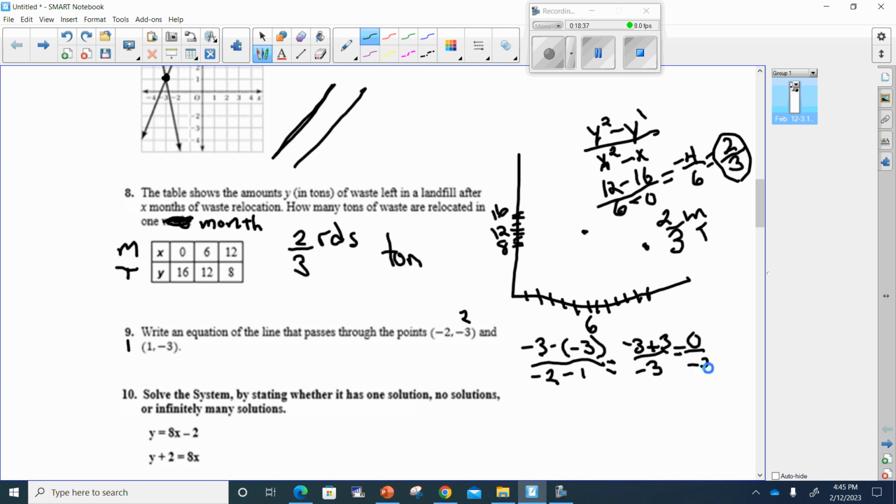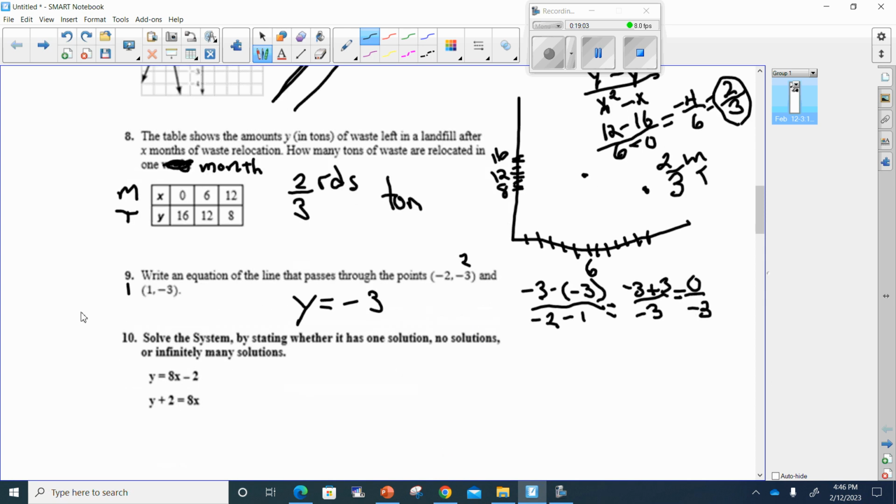That's a 0 slope. So that means it's a horizontal line, right? And it's passing through -3 every time. So I would say this is y equals -3, right? There is no slope. It's a 0 slope. And since it passes through -3, it's a -3.